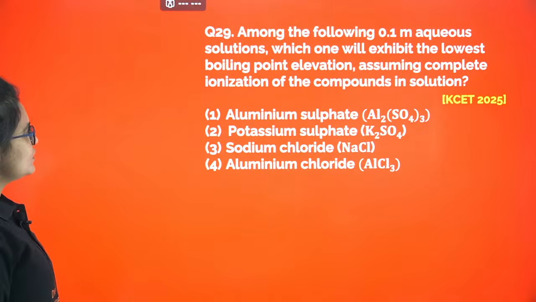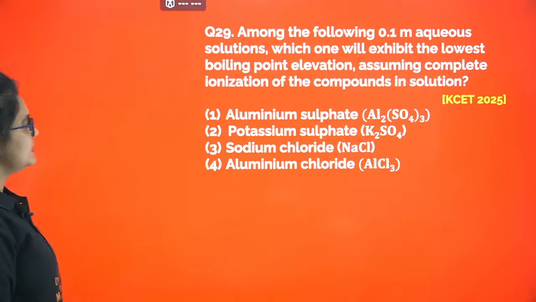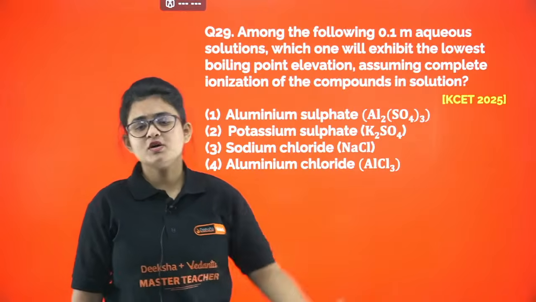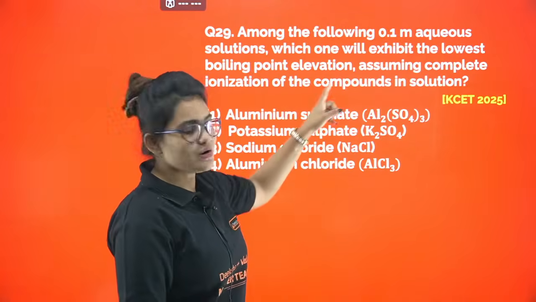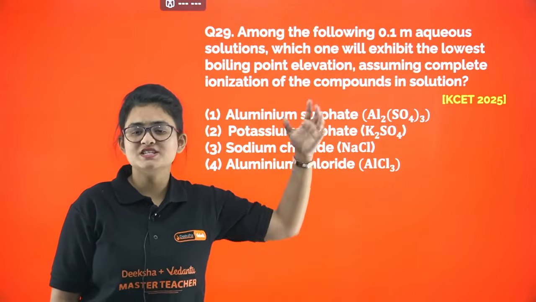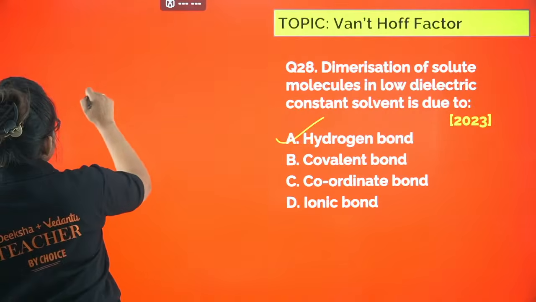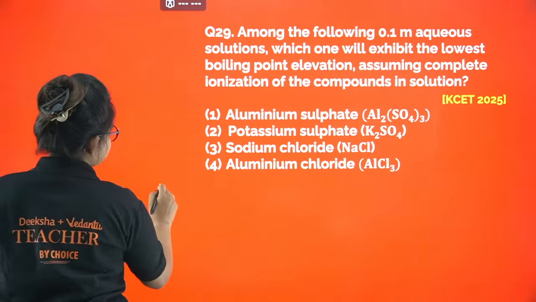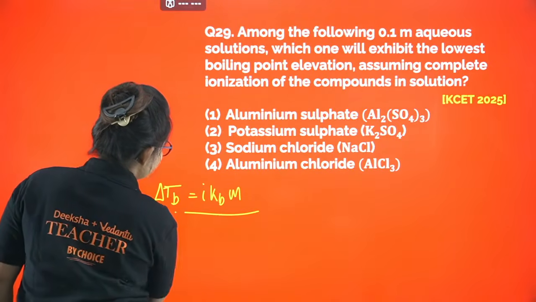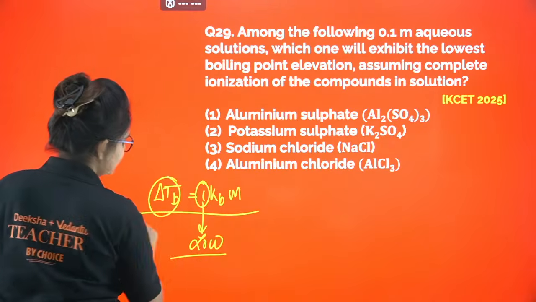Among the following 0.1 molar aqueous solutions, which one will exhibit the lowest boiling point elevation? See, the concentration is the same, that is 0.1 molar. Now you have to find out the i, because all of them are electrolytes and can dissociate. Once they dissociate, you get a different i value. Delta TB is i into KB into m. Everything else is the same. If you see a lower i value, then delta TB will also be low.